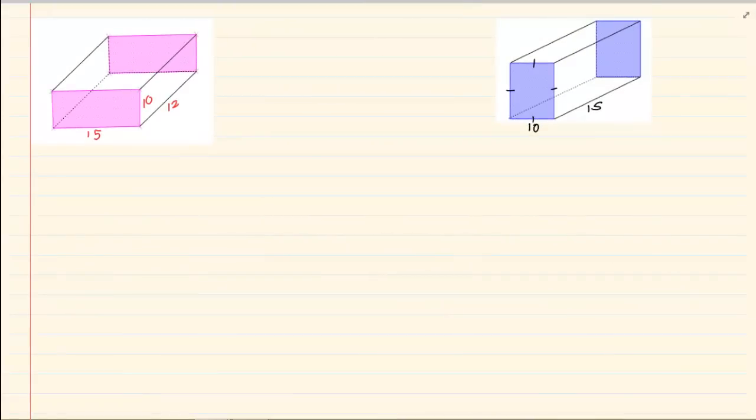If I wanted the surface area of the following shape, I know that surface area means I have to take into consideration every area. So if I take this pink, it's going to be 2 times length times breadth, which is 15 times 10, plus 2 again times length times breadth, which is 10 times 12. So the sides I'm doing are this one and this one. Then I still have the top.